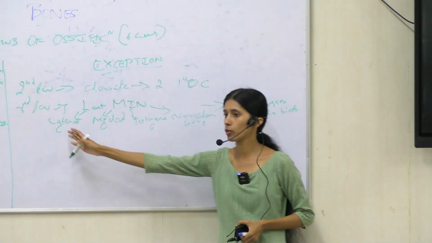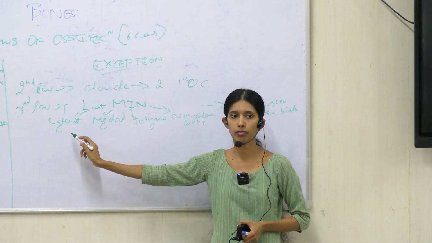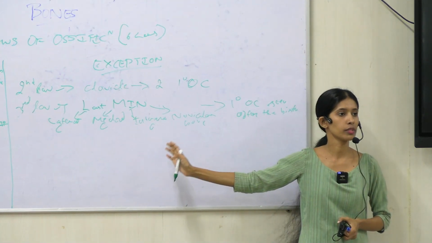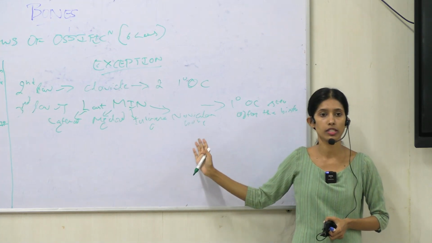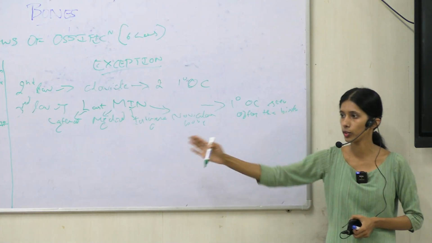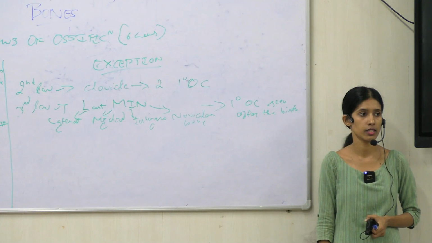Okay, the number goes from 1 to 4. Lateral cuneiform can be seen in the first year, medial cuneiform in the second year, intermediate cuneiform in the third year, and your navicular bone in the fourth year. So the number goes in the same order, 1 to 4. What about the secondary ossification center exception?